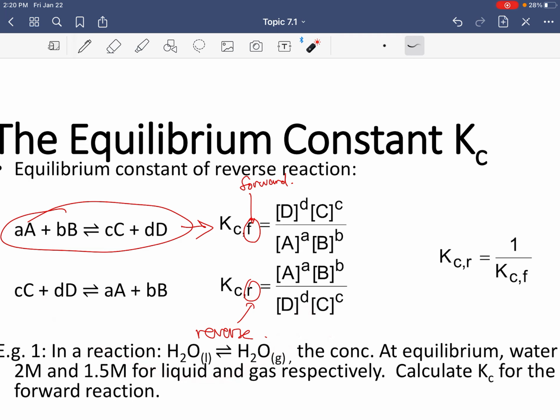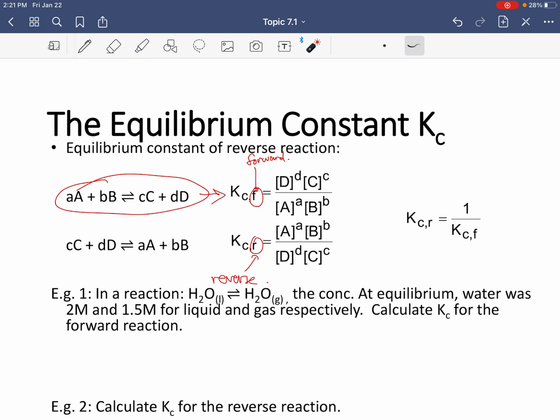And the relationship between KCF and KCR is that one is the inverse of the other. Meaning that if you know what this number is, and let's say this is 5, and you're asked what the equilibrium expression for the reverse reaction would be, well, it would be 1 over 5. So the reverse reaction is the reciprocal of the forward reaction, if you understand that mathematically.